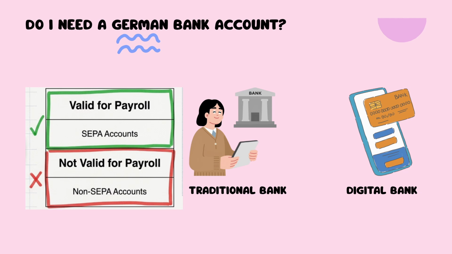Many employees choose digital banks such as N26, Revolut, or other banks that provide a SEPA-compatible IBAN. The main advantage of digital banks is that they often have low or no monthly account fees, and opening an account is usually quick and convenient. The downside is that most digital banks don't have physical branches, so if you prefer speaking with someone in person, a traditional bank may be a better fit. The most important thing to remember is this: for payroll purposes, what matters is having a SEPA-compatible bank account, not whether your bank is located in Germany.